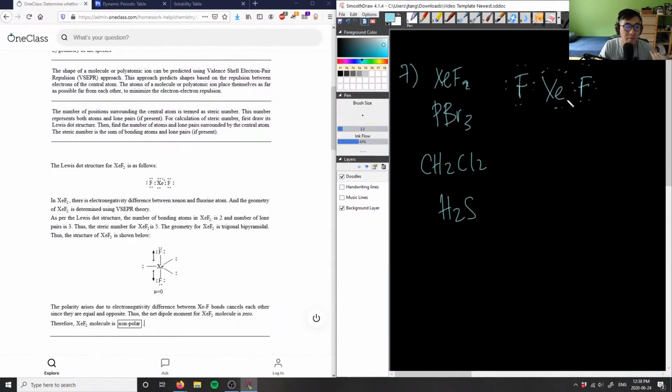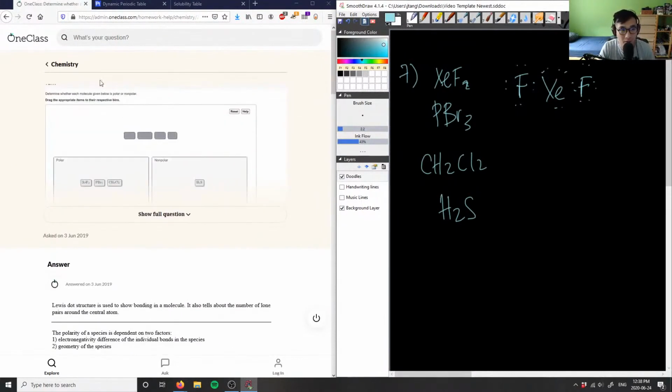But we don't really care about the geometry more so. We care about the polarity of the compound, right? And again, because the dipoles on fluorine cancel out, this is going to be a non-polar compound. So don't mix that up between geometry and polarity. Geometry helps us figure out polarity, but it's not necessarily the polarity as well.